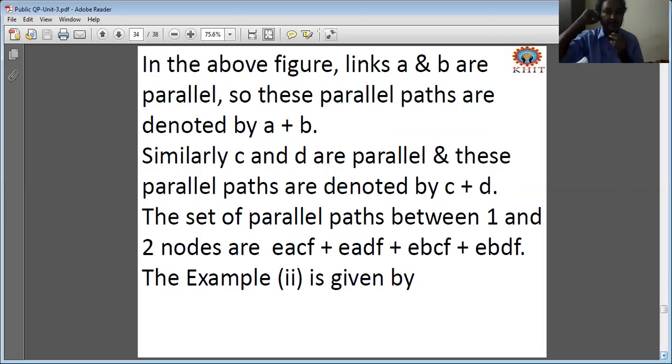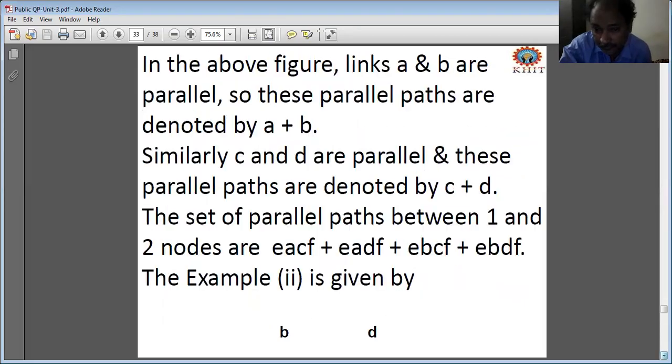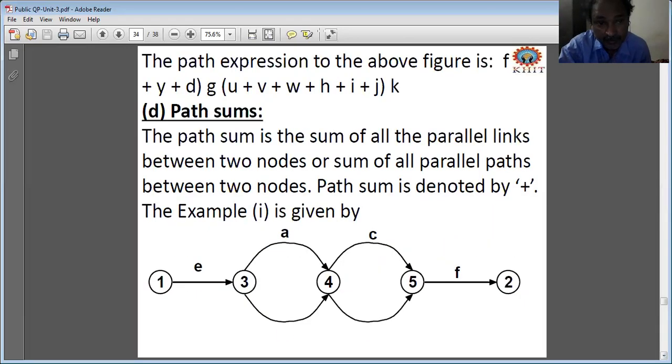In the above figure, links A and B are parallel, so these parallel paths are generated by A plus B. Similarly, C and D are parallel, and these parallel paths are generated by C plus D. The set of parallel paths between nodes 1 and 2 are EACF plus EADF plus EBCF plus EBDF. Generally, you can write this as E into (A plus B) into (C plus D) into F.